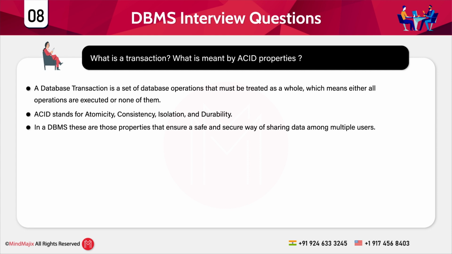Then you talk about consistency. So the data must be in a consistent state before and after the transaction has occurred. Then you have the isolation. So this means that no other process can change the data while the transaction is taking place or the transaction is being executed. And last but not the least, we will talk about durability. So this means that the changes made by a transaction must persist throughout the database.